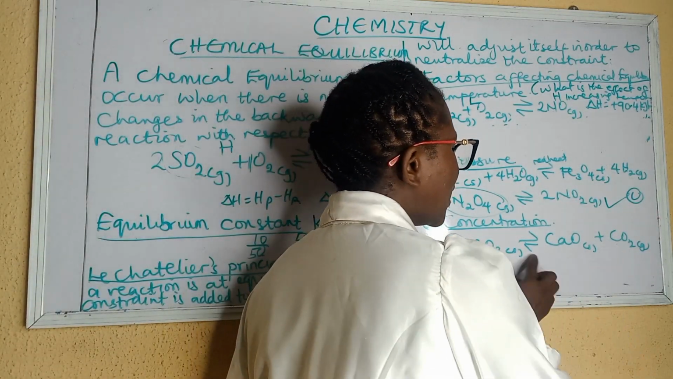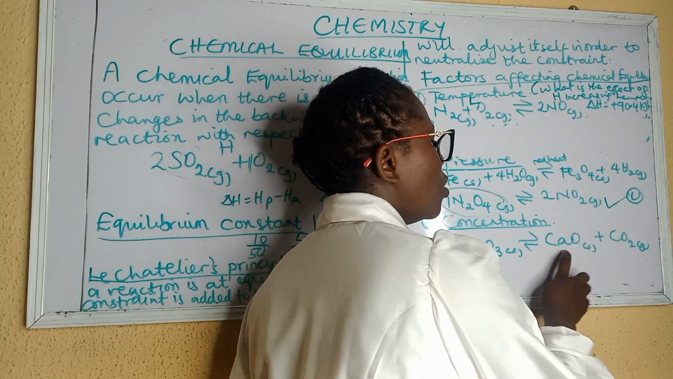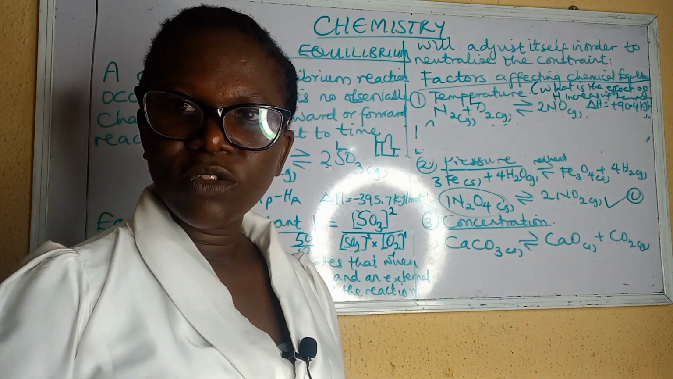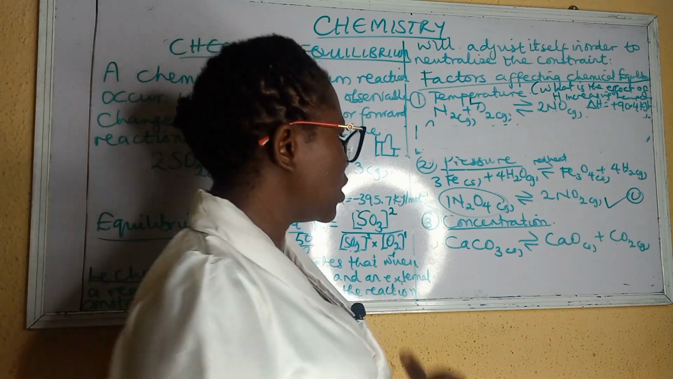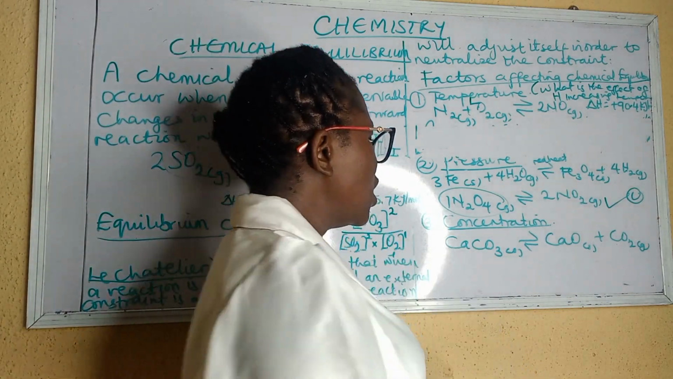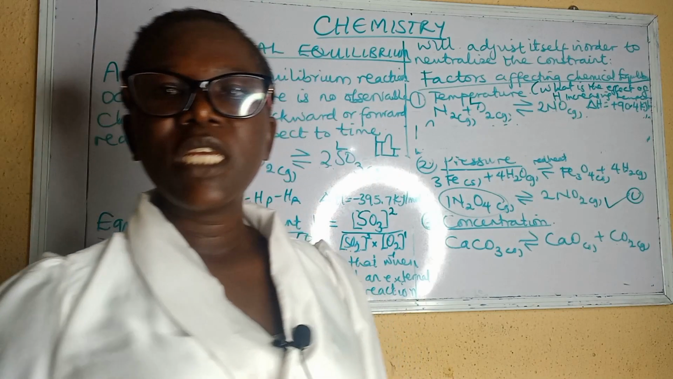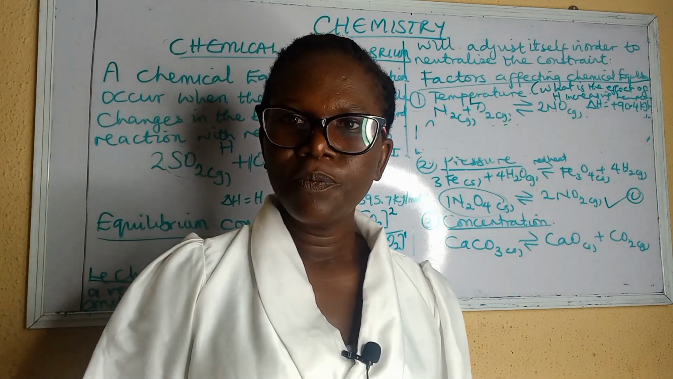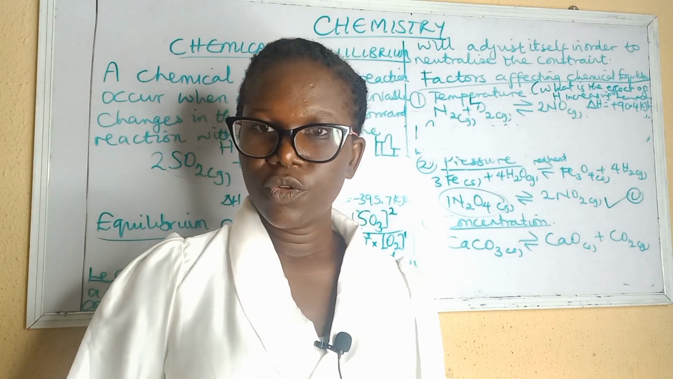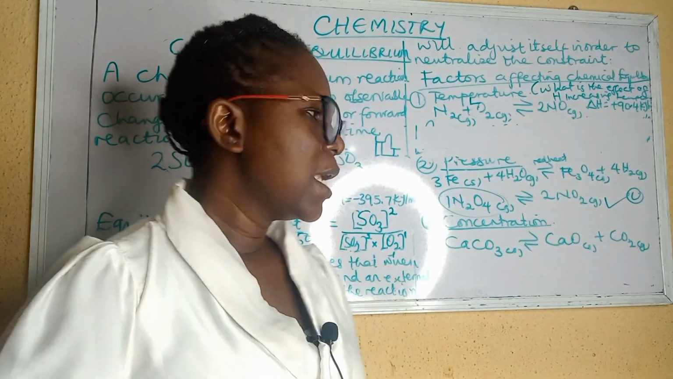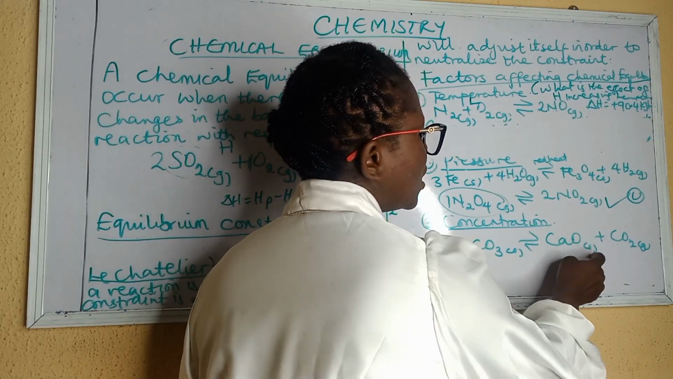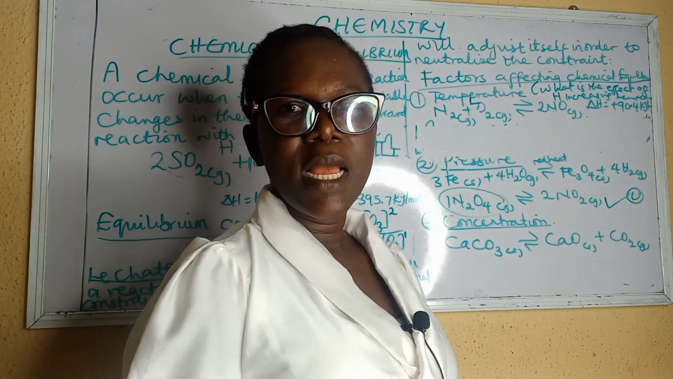You will now notice that because it's a reversible reaction, the products are forming back reactants. So what is the effect of increasing the concentration of calcium trioxocarbonate? If you increase it, according to Le Chatelier's principle, the reaction will adjust itself to decrease the concentration. So as the concentration is being decreased, more products are appearing.